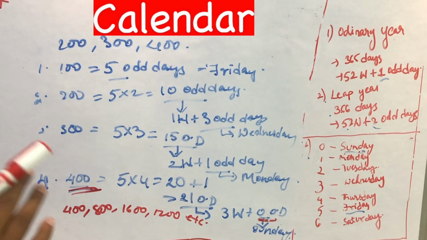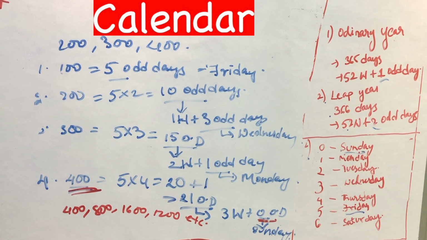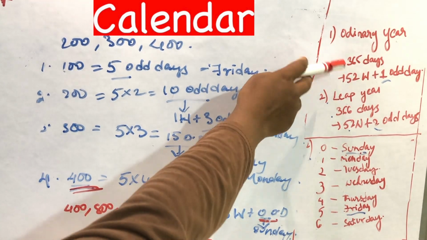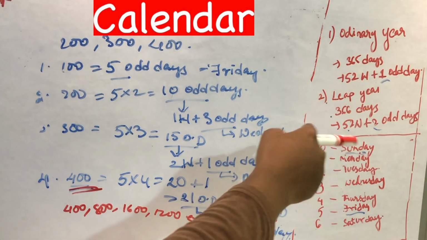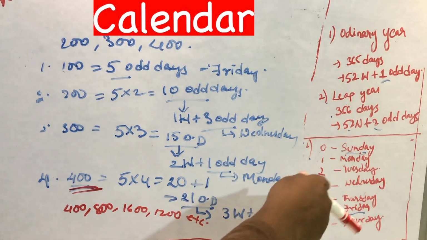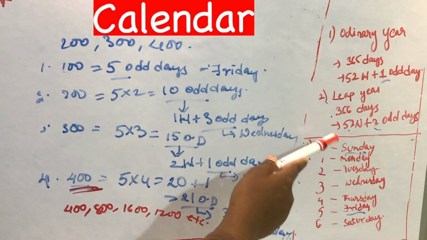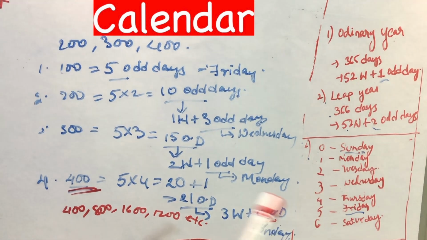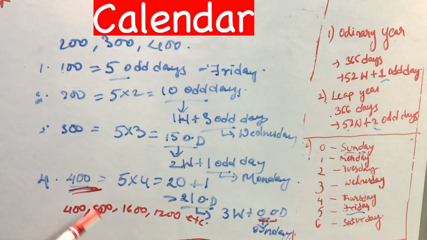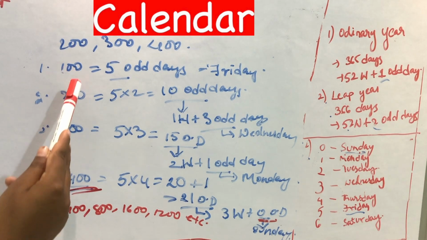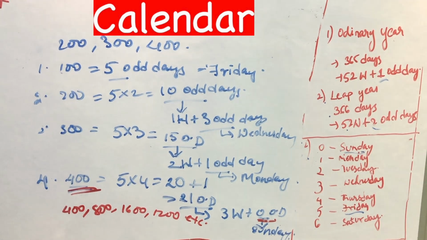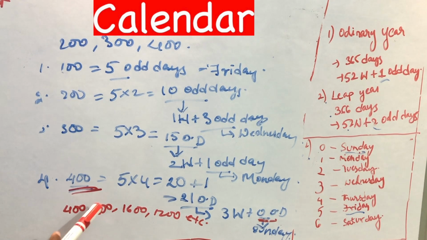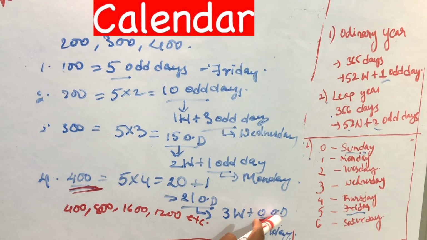So that's it, guys. Until now we have learned the basics of the calendar. We have learned 3 important points. One is that an ordinary year is 52 weeks plus 1 day, and a leap year is 52 weeks plus 2 days, 2 odd days. The second is that each and every odd day is assigned one particular weekday value. And the third is the number of odd days for 100, 200, 300 and 400. And out of this we have also concluded that every century year that is a multiple of 4 has 0 odd days.